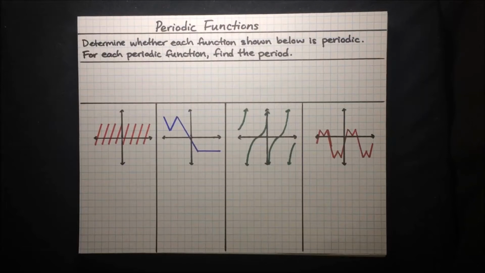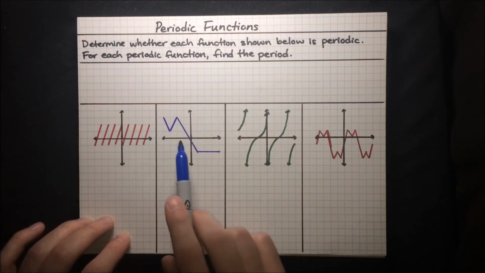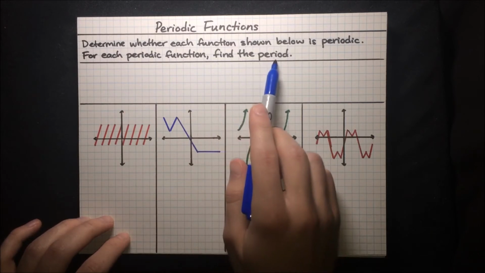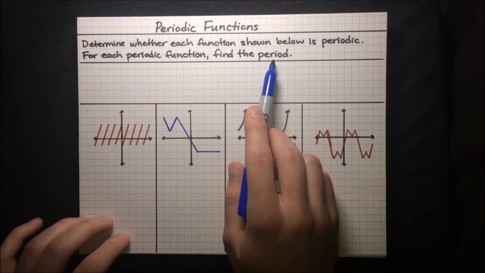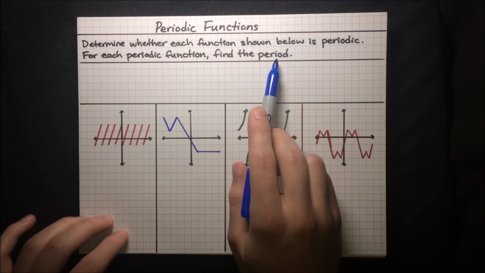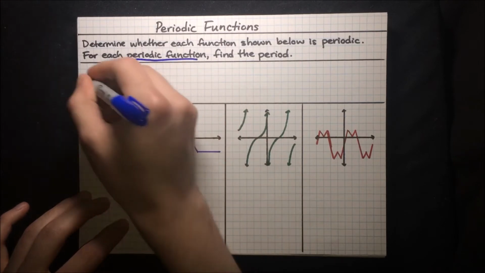In this video, we're going to talk about periodic functions. So our first example is that we want to determine whether each of these functions shown below is periodic, and for each periodic function we want to find the period. But first, let's talk about what it means for a function to be periodic and what the period of a periodic function is. So let's write down the definition of a periodic function.